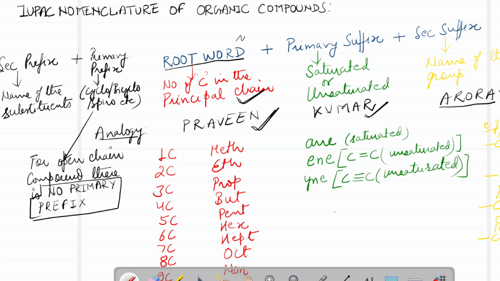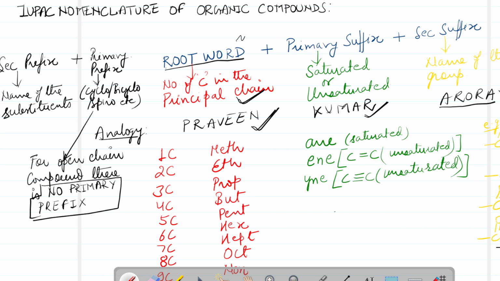For example, if there is carboxylic group, C double bond O, OH, then the secondary suffix would be oic acid. That I would discuss in detail in my coming lectures. If the secondary suffix of the organic compound is ol, it means it is an alcoholic compound. It possesses OH group in its principal chain. If there is C double bond O, H, then the secondary suffix would be al. Al would indicate that in the principal chain, there is aldehydic functional group.